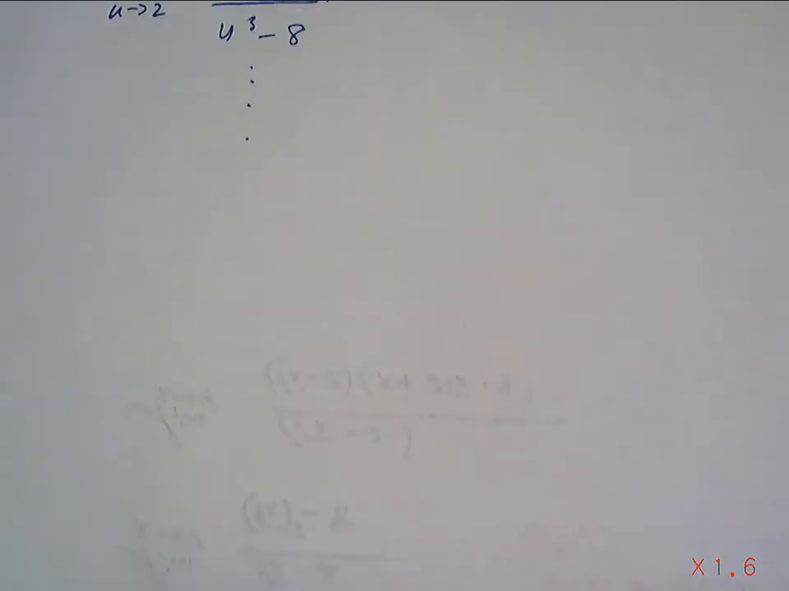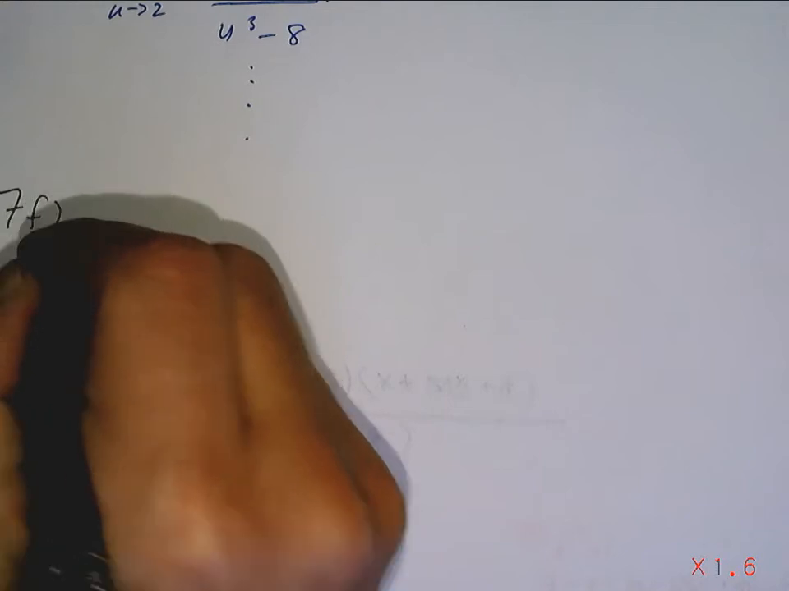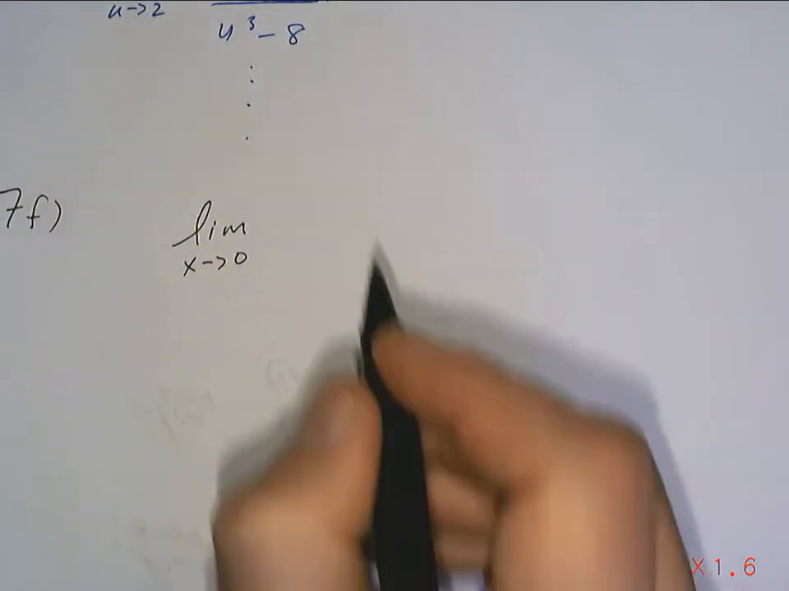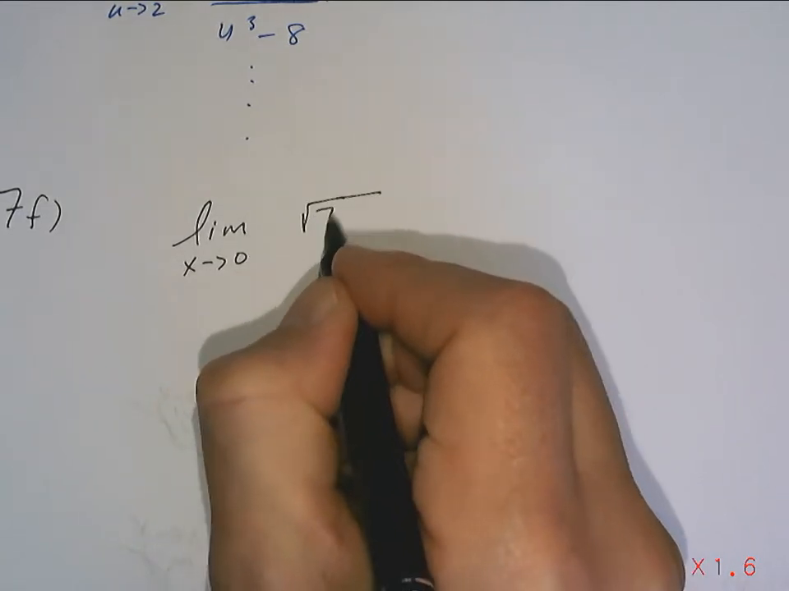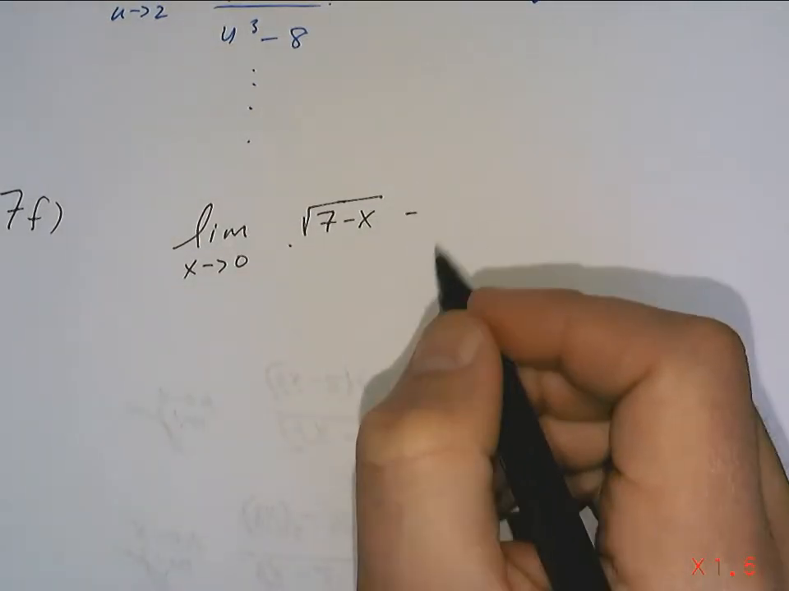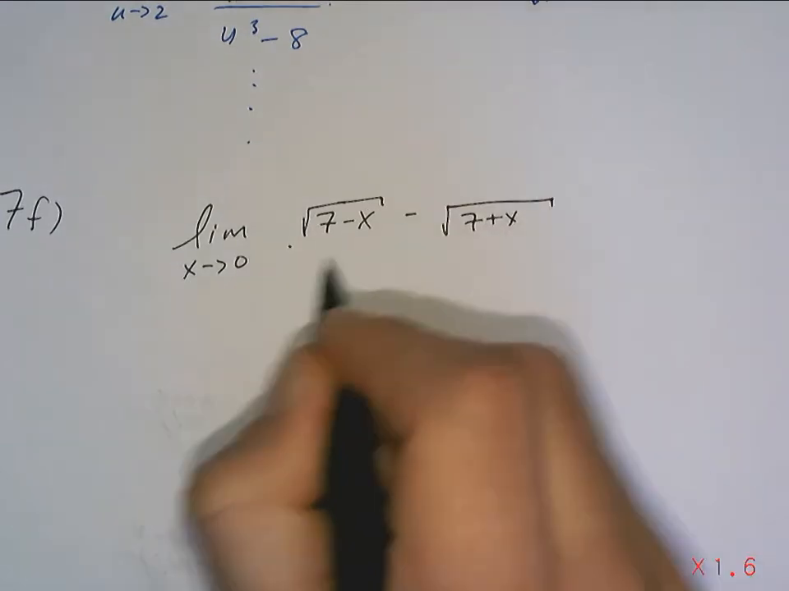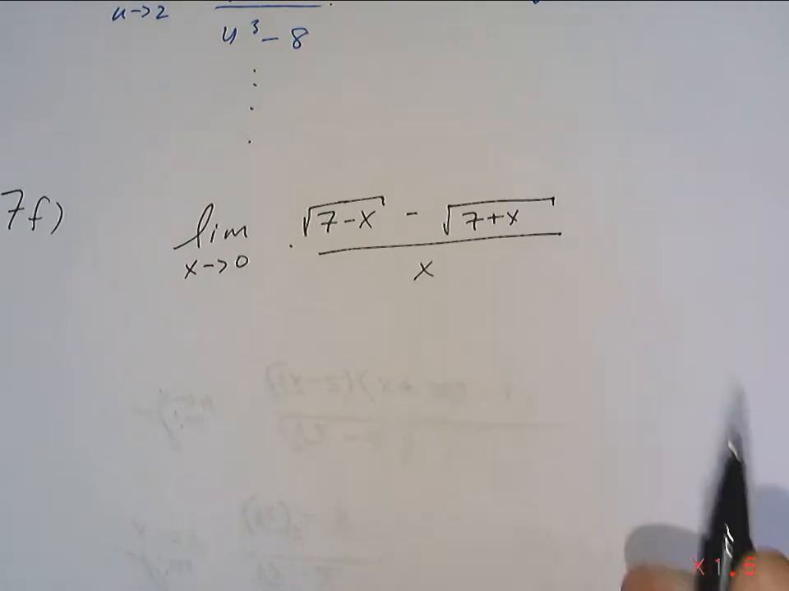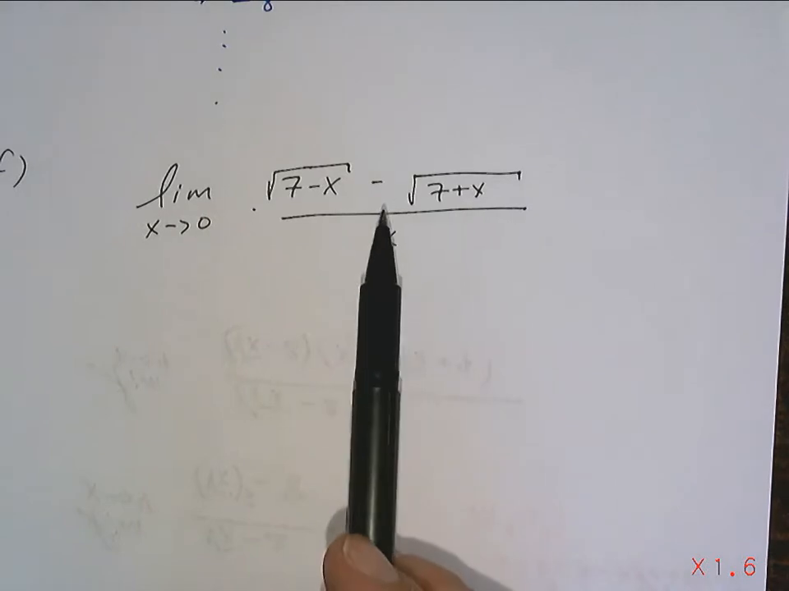All right, we have another question. It is 7f: the limit as x approaches 0 of the square root of 7 minus x, subtract the square root of 7 plus x, all over x. So we've got 7f, and I'm assuming this doesn't tell me any particular way to do it.